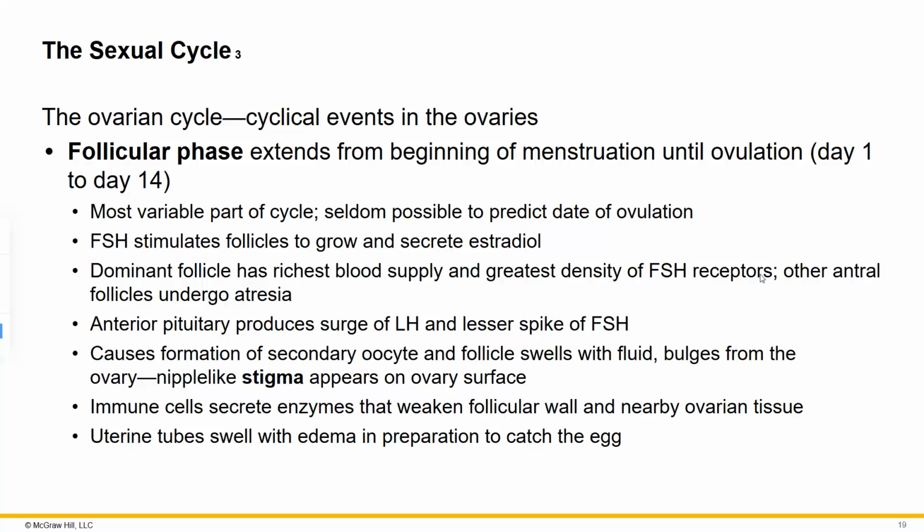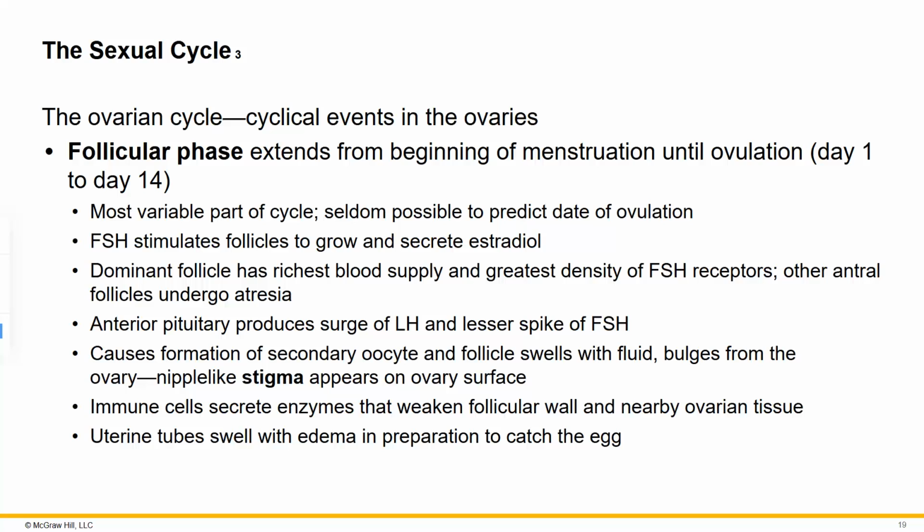So the follicular phase extends from the beginning of the menstruation until ovulation, day 1 to 14. Most variable part of the cycle, seldom possible to predict the date of ovulation. This is again why it's important to just have regular intercourse if you're trying to get pregnant almost daily before an ovulation event would occur.